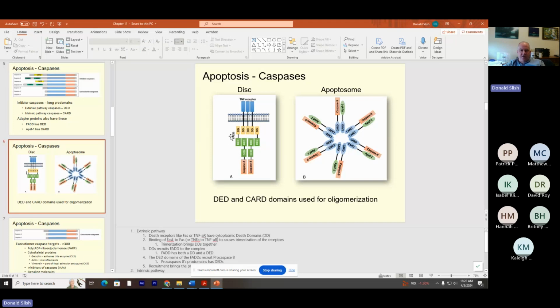And then you've got FADD, which is an adapter protein. It's got the death domain, and it also has the death effector domain. So then you get death effector domains attaching to each other, and even within caspase 8, and now they're close enough that they will cleave each other. And this death effector domain is part of that pro domain that gets cut off. So they cleave each other and they form that activated initiator caspase.